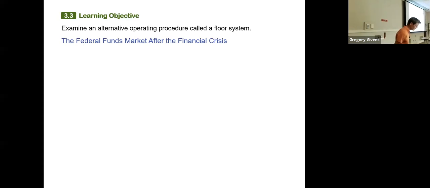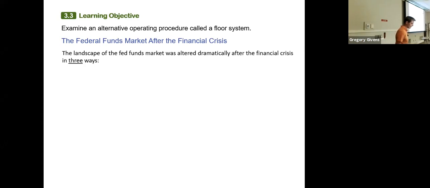As a result of these changes, the Fed was forced to abandon its corridor system for targeting the federal funds rate in favor of an alternative framework, all right? Now look, there were basically three developments that caused most of the change in the federal funds market. I want to talk for a few minutes about those three developments, and then we're going to analyze the situation again in our supply and demand model for bank reserves, okay?